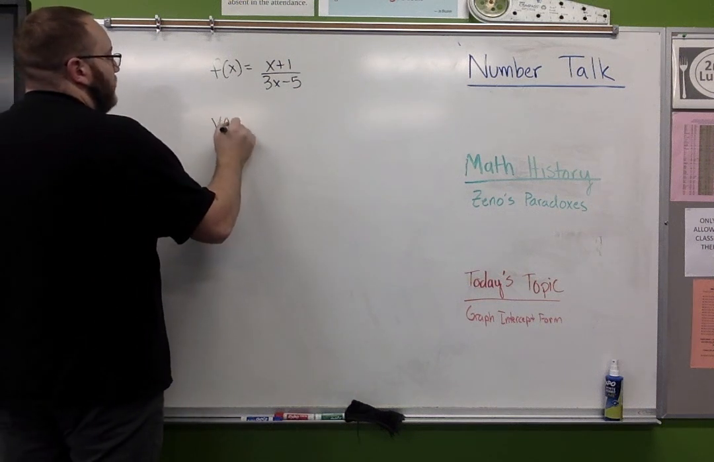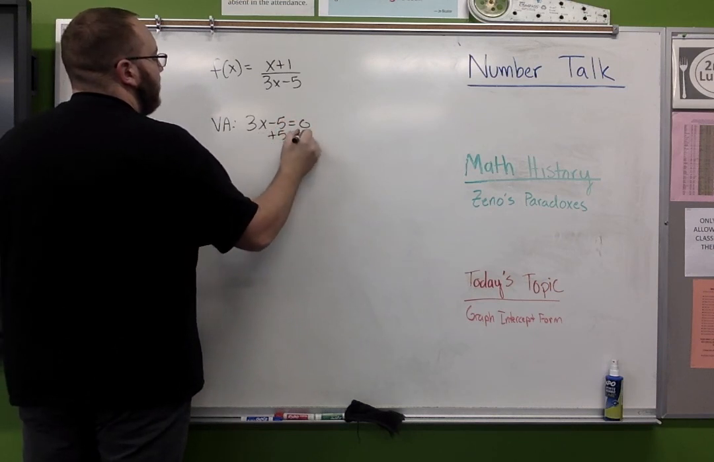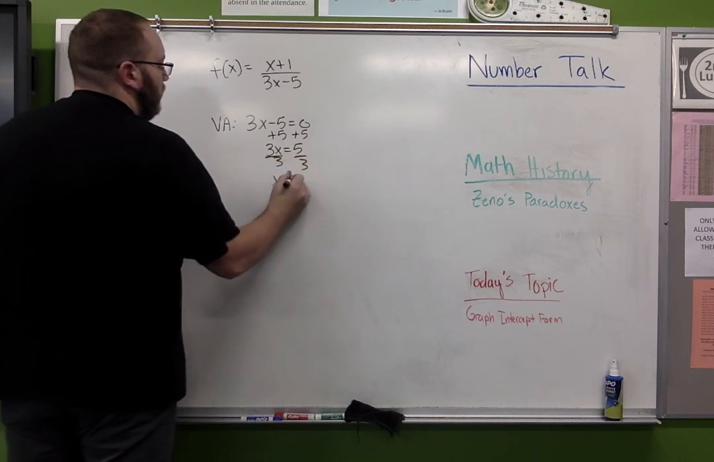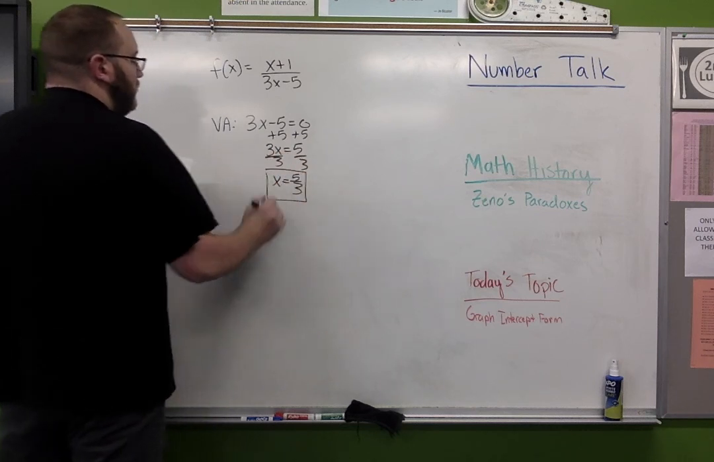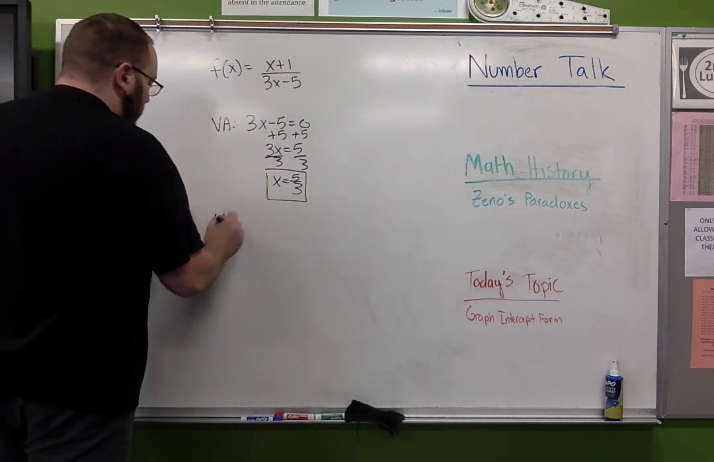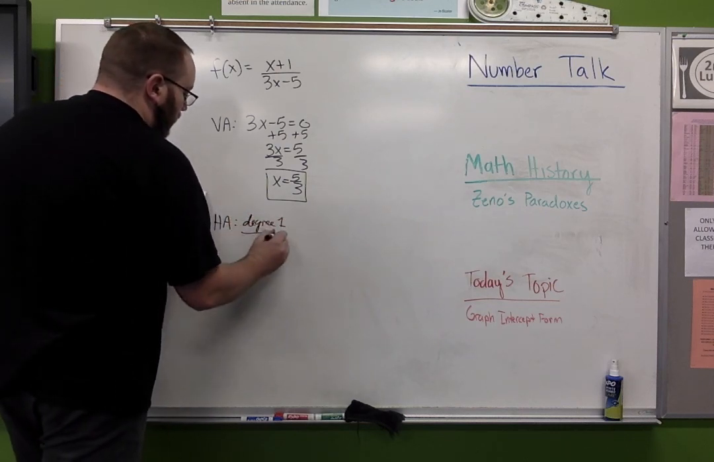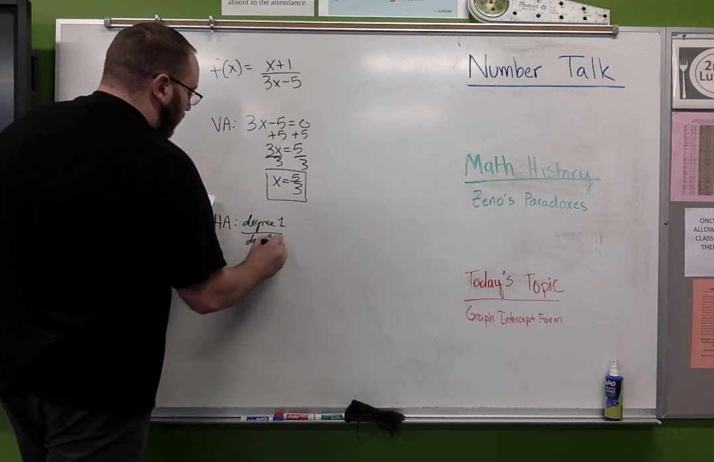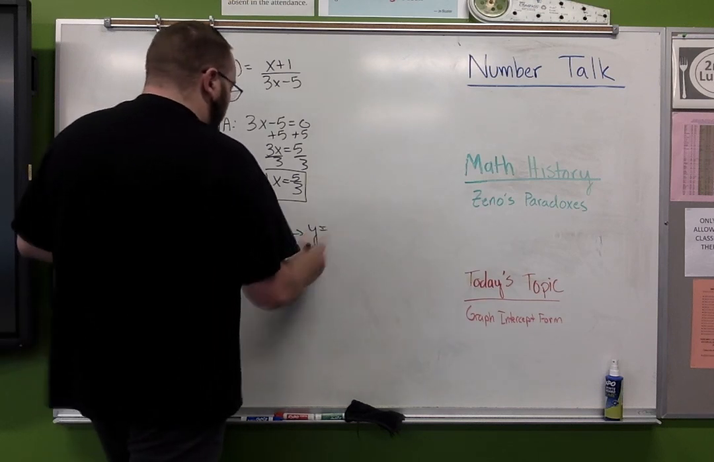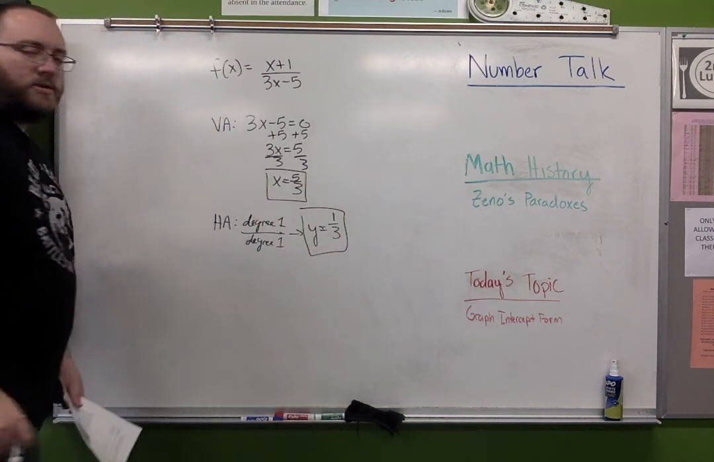Okay, so here, vertical asymptote. We set the denominator equal to 0 and get x by itself. So x equals 5/3 is the vertical asymptote. Horizontal asymptote. It's degree 1 over degree 1. So that means y equals leading coefficient over leading coefficient. So 1 over 3. And there's your horizontal asymptote.